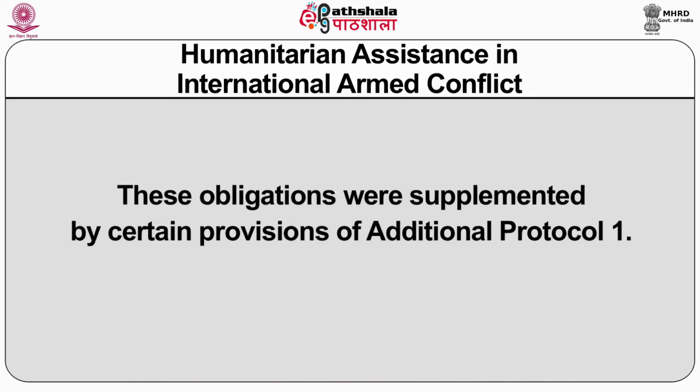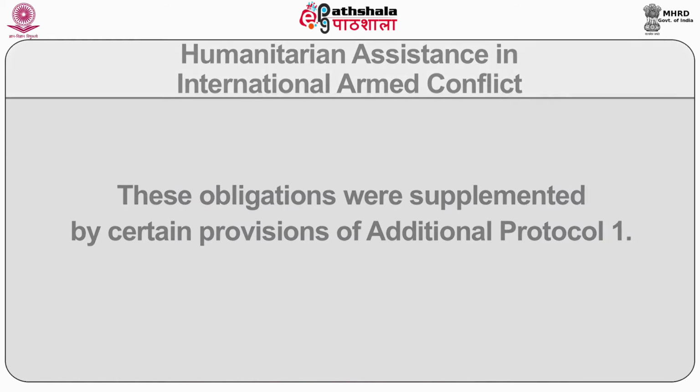These obligations were supplemented by certain provisions of Additional Protocol 1. It is one of the important duties of the occupying power that humanitarian assistance must be humanitarian and provided without adverse distinction. Distinctions are unlawful when based on criteria other than medical or humanitarian. It can be seen that various provisions in the conventions are expressed in terms of the duties of parties to the conflict to allow for relief.